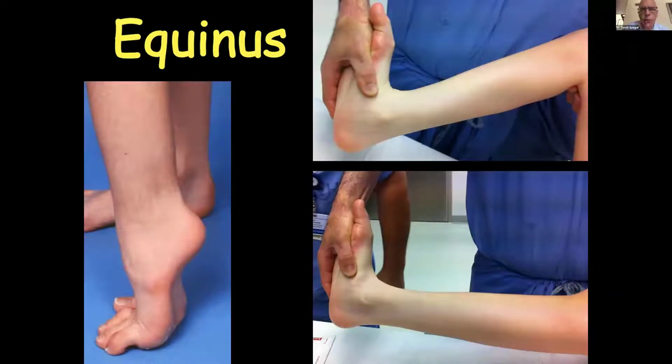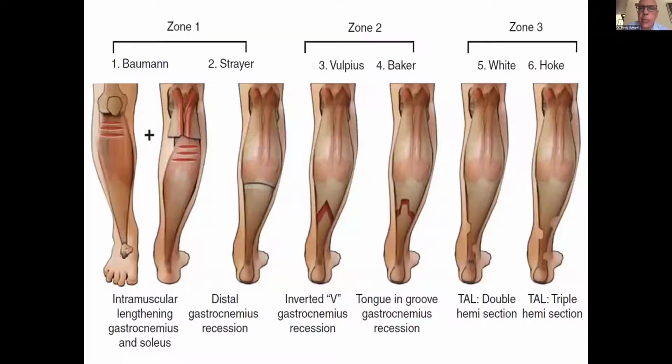So you're aware of the Silfverskiöld test on the right side. In the upper image, the patient has the knee flexed. In the lower image, the patient has the knee extended. So in this case, there's adequate dorsiflexion with the knee flexed, no need to lengthen the soleus, but only the gastrocnemius is a little tight, so one can perform an isolated gastrocnemius lengthening.